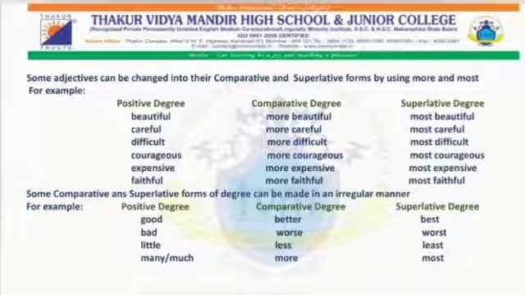Some comparative and superlative forms of degree can be made in an irregular manner. Some adjectives do not follow any of the rules given above. So we try to remember their comparative and superlative degrees. For example, good, better, best, bad, worse, worst, little, less, least, many or much, more, most.